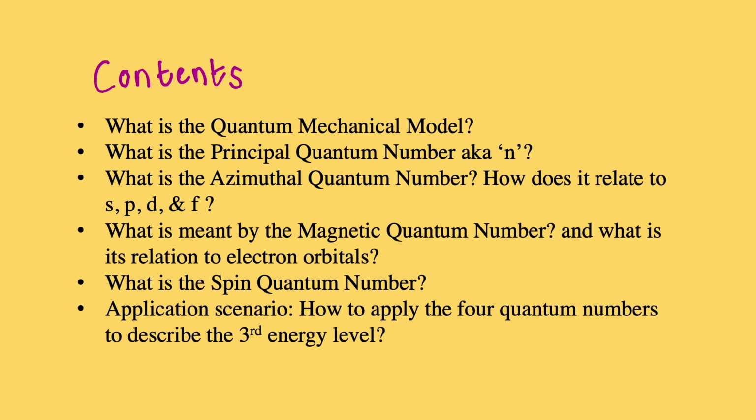In this video, we will be discussing the following topics. What is the quantum mechanical model? What is the principal quantum number? What is the azimuthal quantum number and its S, P, D, F notations? What is meant by the magnetic quantum number, and how is it related to the electron orbitals? What is the spin quantum number? And finally, the application of the quantum model and its numbers.